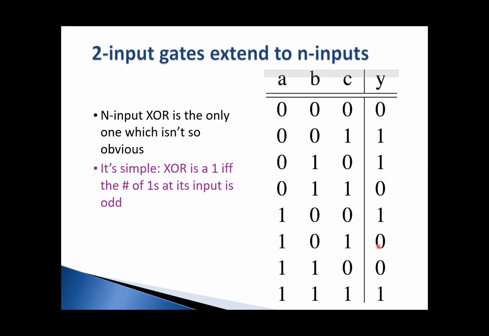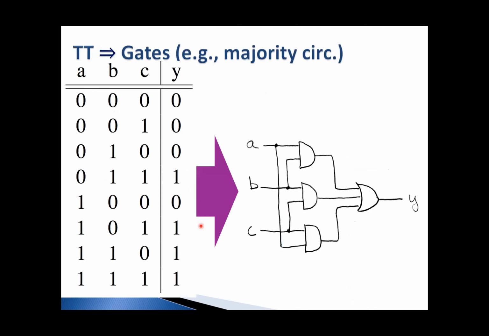Think about when you have 2 inputs, same thing, right? When you have either one, you have a true. So if you have only an odd number of trues from the input, then the output is true. So this is exclusive OR.